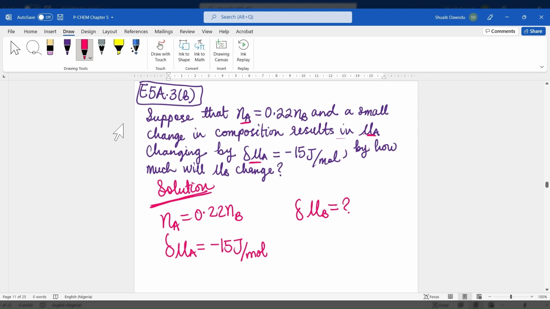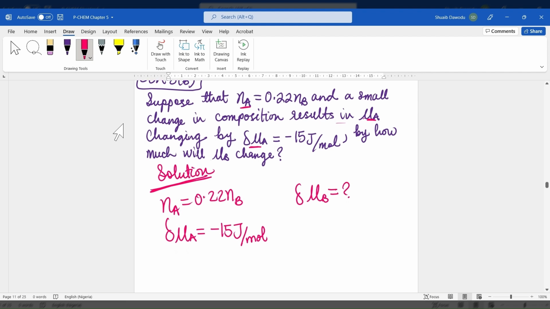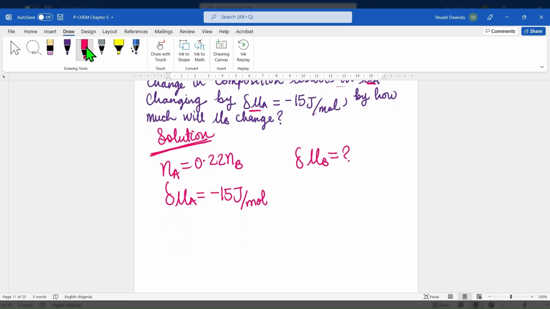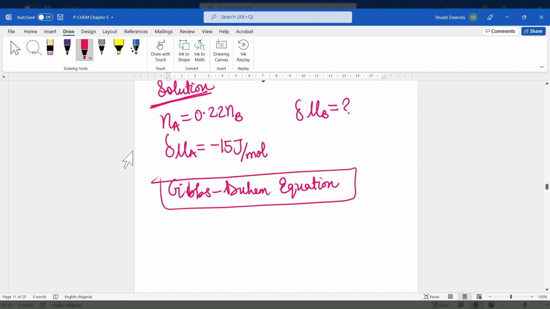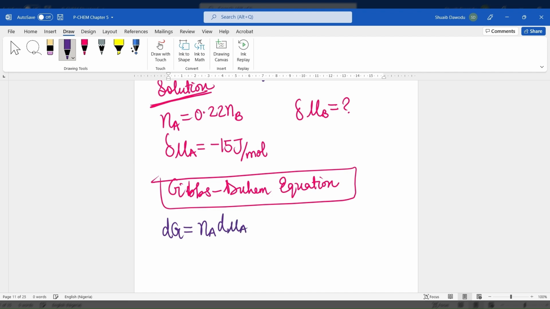The main thing to note is that this question is from chapter 5 of the textbook, which deals with simple mixtures. You have to use something called the Gibbs-Duhem equation, which explains questions like this. The Gibbs-Duhem equation is simply that the change in Gibbs energy is equal to n sub A d mu sub A plus n sub B d mu sub B equals 0.